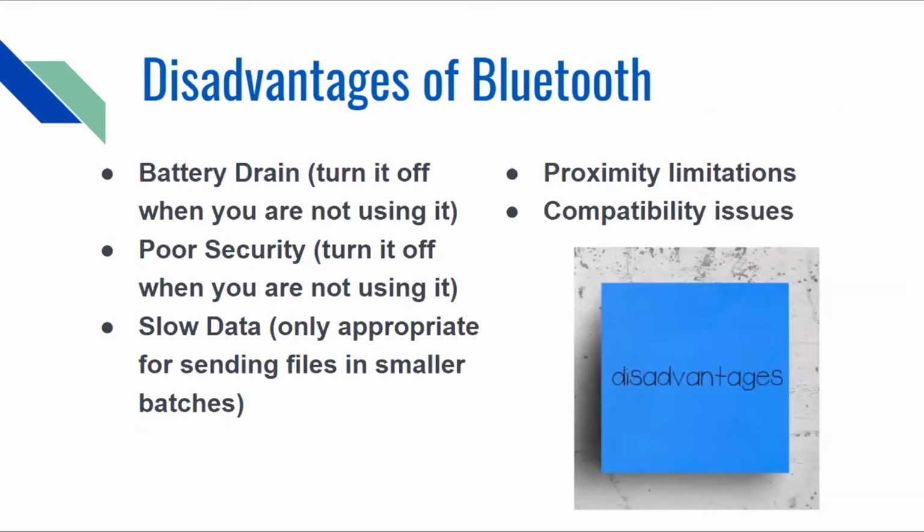But there are some disadvantages to it as well. Battery drain. Turn it off when you are not using it. Poor security. Turn it off when you are also not using it. Slow data. Only appropriate for sending files in smaller batches. Proximity limitations. Bluetooth can usually connect within 10 meters. And compatibility issues.